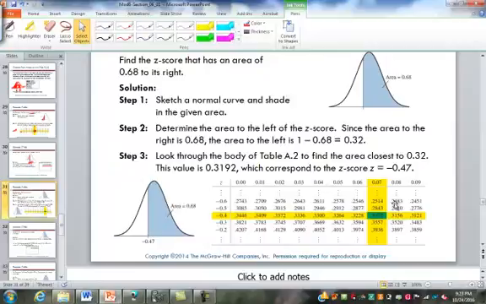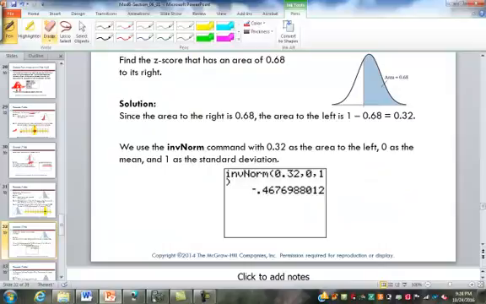This again is using the table. If I want to find the value that has an area of 0.68 to the right of it, for the calculator I want to know what value has 0.68 to the right of it. This is symmetrical and the whole thing adds up to 1, so the part that's less than it would be 1 minus 0.68, or 0.32. So what I'm going to be looking up on the calculator is 0.32.